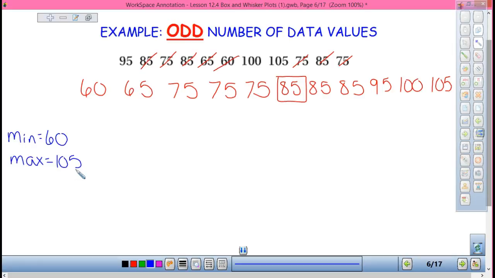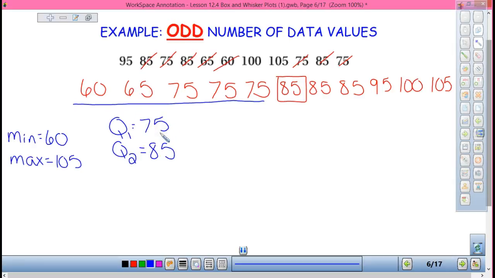Okay, so my median is my quartile who? 2. So my quartile 2 is 85. My quartile 1, okay, so now I'm taking just this half of the data right here, and I'm finding the median of that guy, which is 75. Okay, and then my quartile 3 is going to be the median of that half of my data. And I get 95.